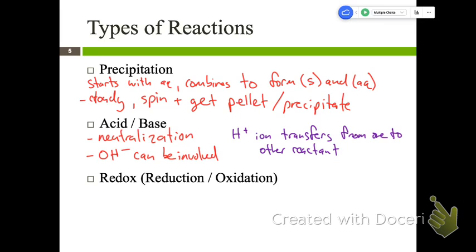All right, what about our redox? Can I get a new voice for what we think of when we think of redox? Can I get Maddie or Caitlin? What did you guys write down?